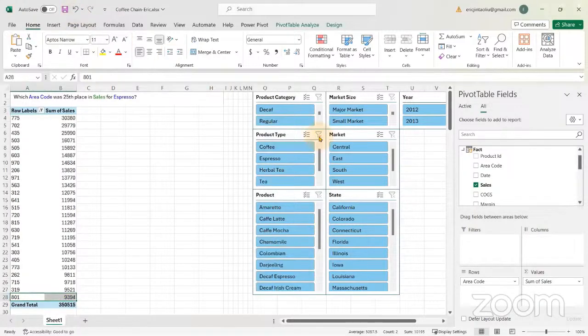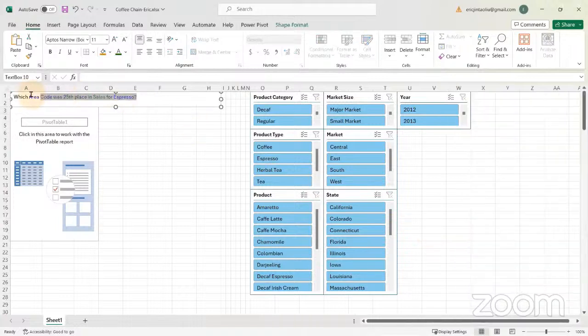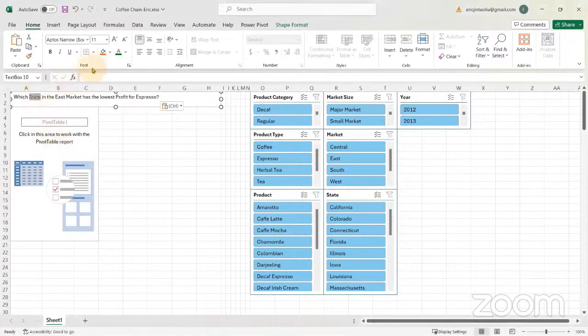Restore slicers and pivot table. New question. Which state in the East Market has the lowest profit for espresso? Highlight dimensions in blue and measure in green.